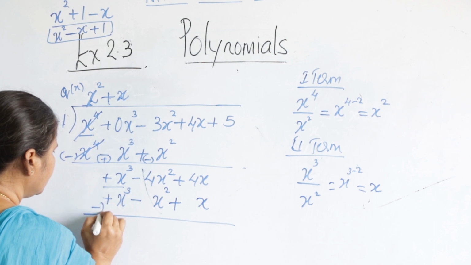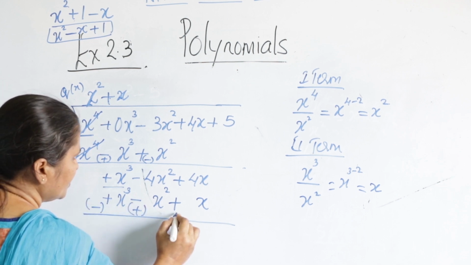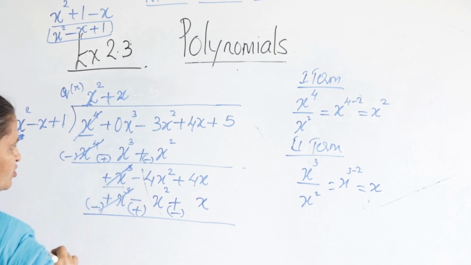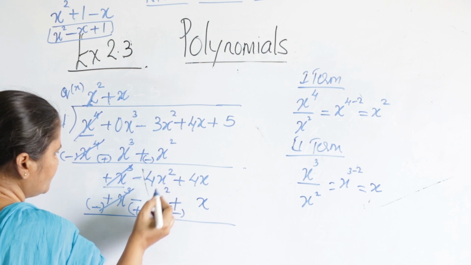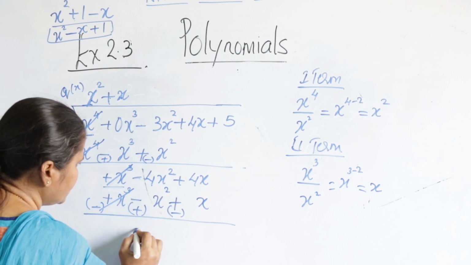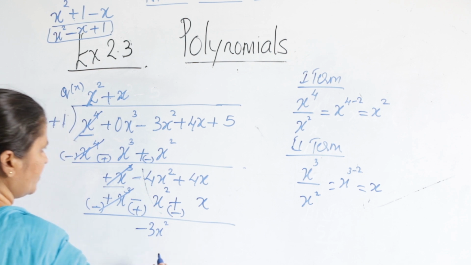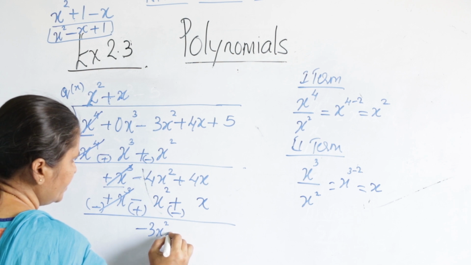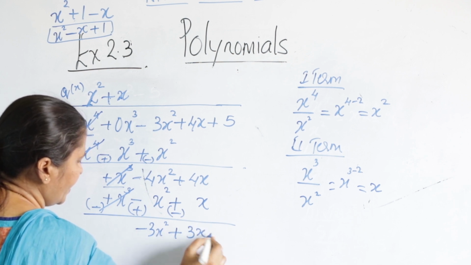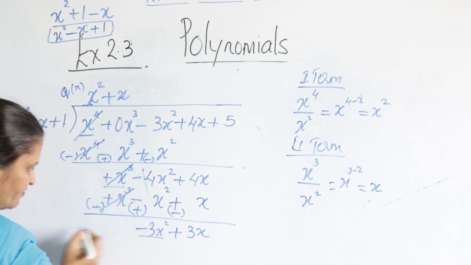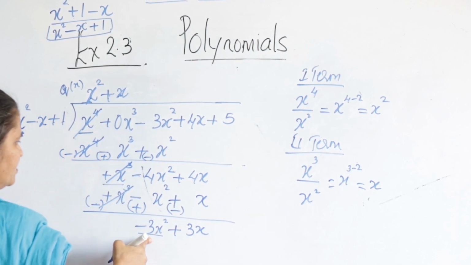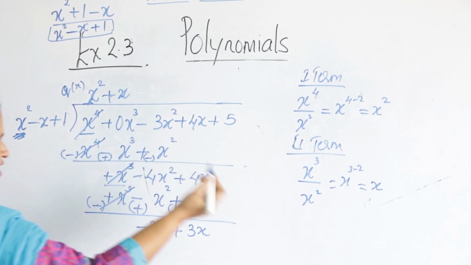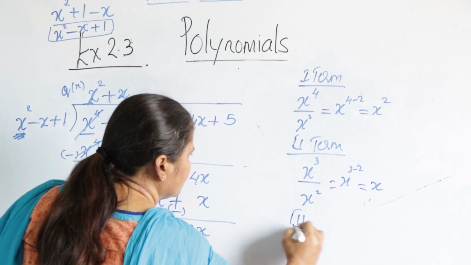Now change the sign here. Plus x cube minus x cube get cancelled. Now minus 4x square plus 1x square is minus 3x square. Then plus 4 minus 1 is plus 3x. Now our first term of this is minus 3x square. So now the degree of this and the degree of this is still the same. So let's continue our division.